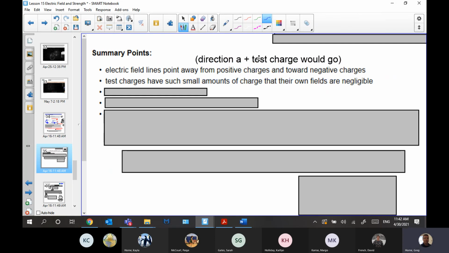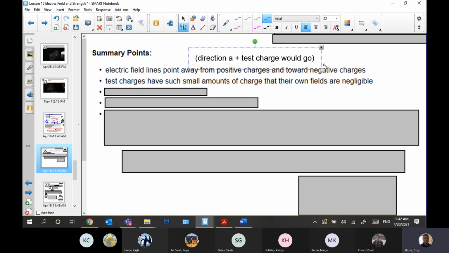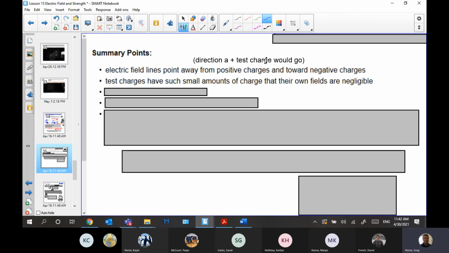So all of the stuff I've been doing is just very qualitative, I guess you'd call it, right? It's ideas and concepts. The next step is going to be to put some numbers to it. But for now, the summary of the ideas that should make sense at this point is that the electric field lines go away from positives towards negatives. It's the direction a positive test charge would go. Test charges have small amounts of charge, and so they don't really create their own field.